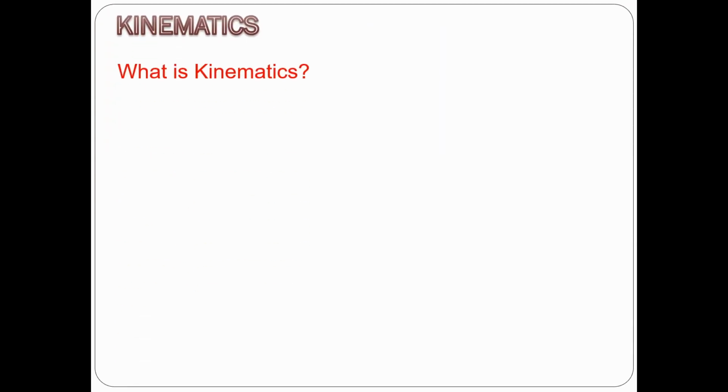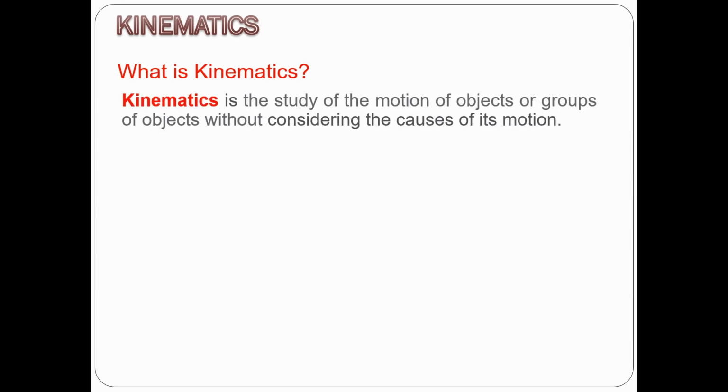So what is kinematics? Kinematics is the study of motion of objects or groups of objects without considering the causes of its motion. In simple definition, kinematics basically describes how objects move without any reference to force. This time we are going to focus on kinematics in one dimension, mostly along the x-axis, but maybe we can also work on problems along the y-axis.